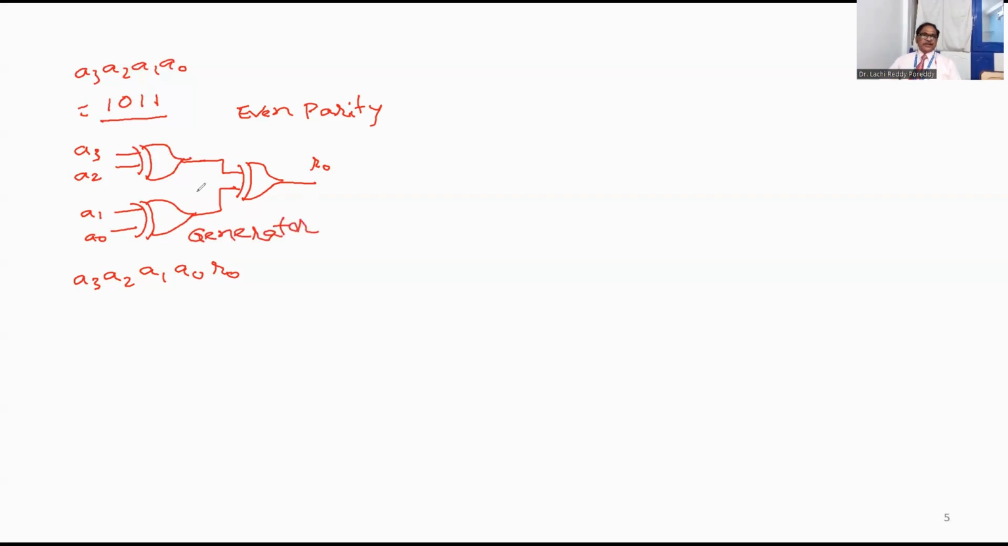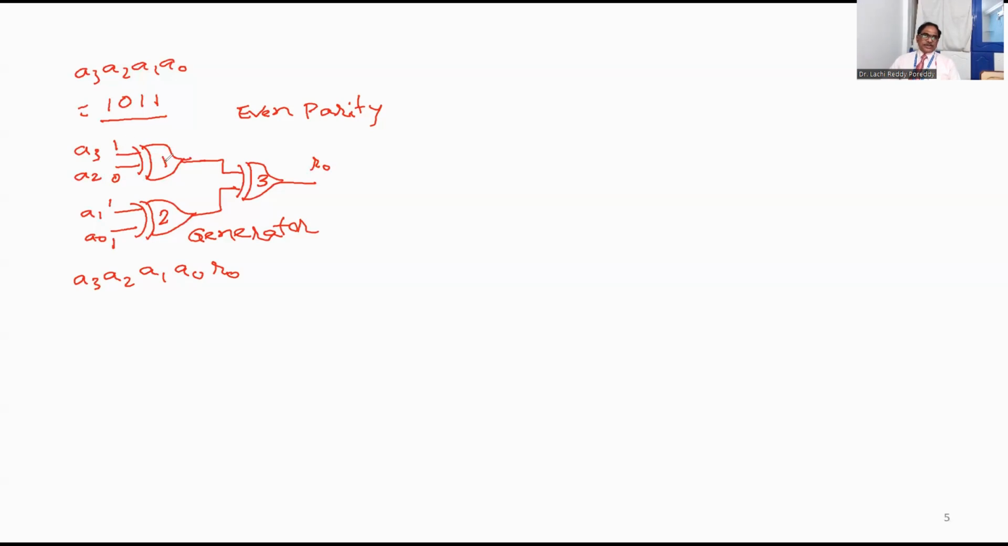Okay, this is the parity generator. So XOR gate 1, 2, and this is 3. Now the message that we want to send is, say, 1011. So A3 is 1, A2 is 0, A1 is 1, A0 is 1. Now what will be the output?